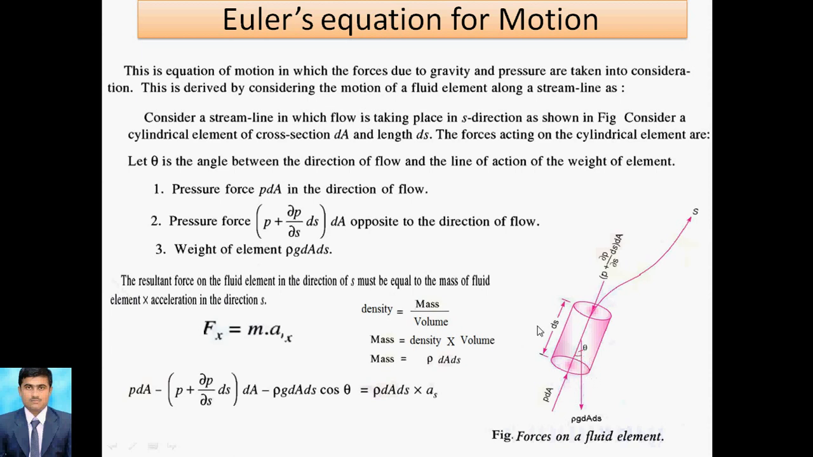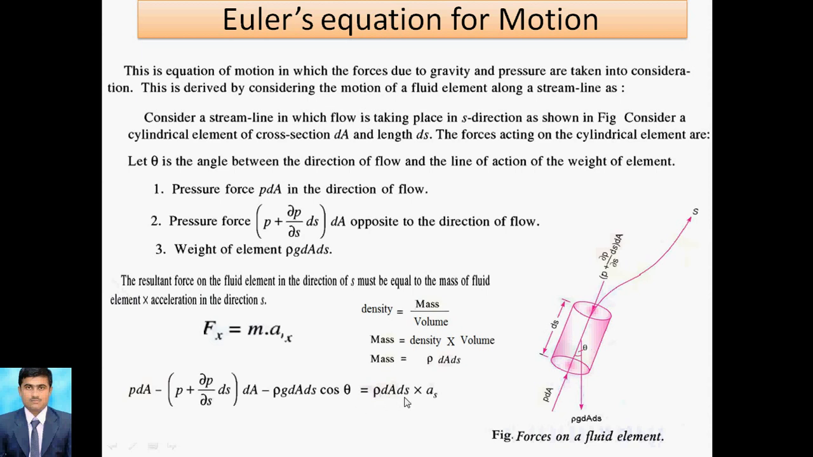We take the cos of theta here, because the cylindrical element is not perpendicular, or you can say not horizontal; it sits at an angle theta. That's why we take cos of theta, because this weight force is in the downward direction. So it becomes rho g dAds, that is mass into g, times cos of theta.